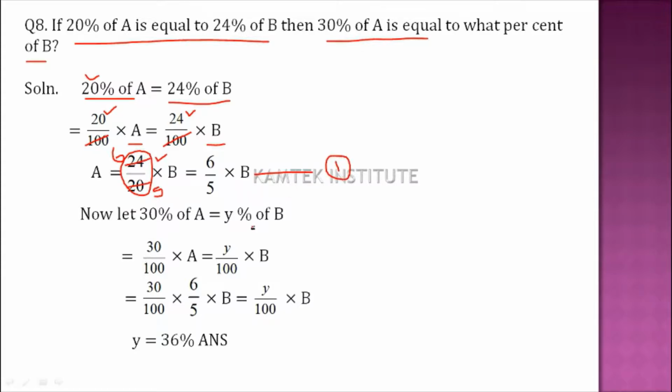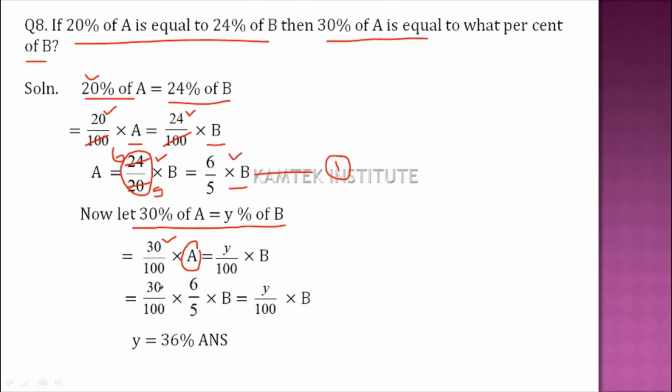Now we come to the second part of the question. It says 30% of A is what percent of B? So here let us assume that 30% of A is equal to Y percent of B. Okay, so 30% of A means 30 upon 100 into A is equal to Y upon 100 into B. Fine. Now over here we'll put the value of A with respect to B, and we found that A is equal to 6 upon 5 into B. So we'll put this value over here.